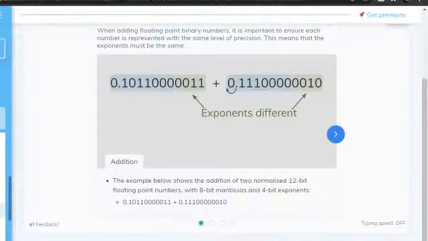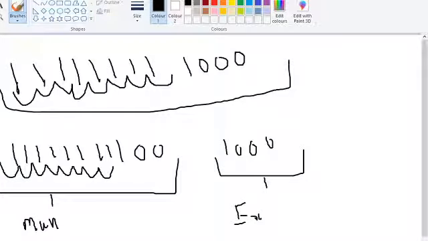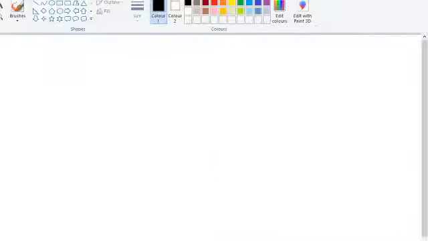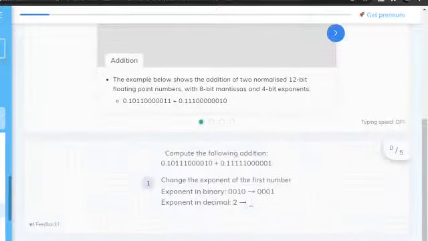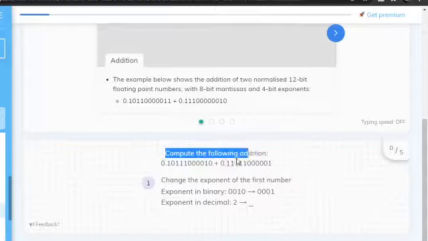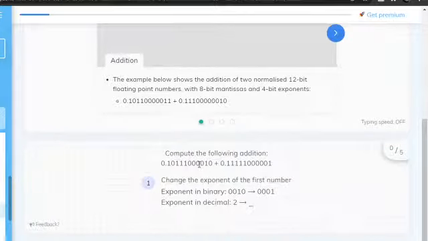So the next part, floating point arithmetic. This is addition using floating point. The basic premise is, when you add them, you need to make sure that the exponents are equal. That's all you need to know. It's simple addition, but you need to make sure that the exponents are equal. So compute the following addition. The exponent here is 2, and the exponent here is 1. So change the exponent of the first number from 2 to 1.